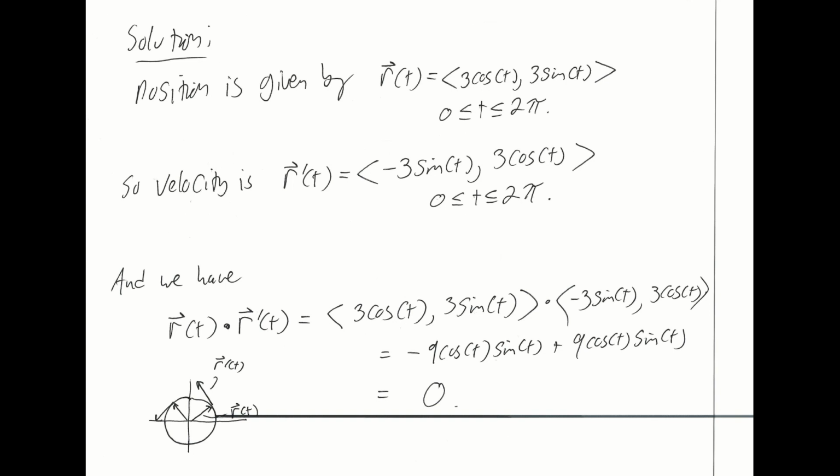So the derivative of 3 cosine t is negative 3 sine t, the derivative of 3 sine t is 3 cosine t, and t is going from 0 to 2 pi. Now I have position, I have velocity, and I've been asked to show that position is everywhere perpendicular to velocity. I show two vectors are perpendicular by showing that their dot product is 0. So I take r hat, dot it with r hat prime, write out the vectors here, and I see that I'm going to get -9 cosine t sine t plus 9 cosine t sine t, and that of course sums to 0.